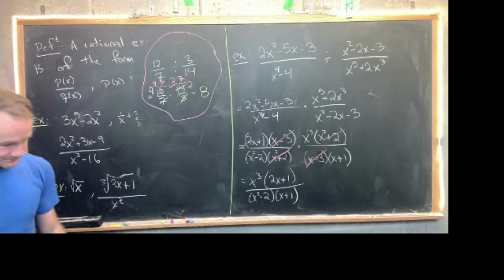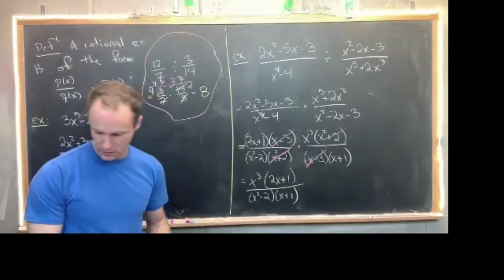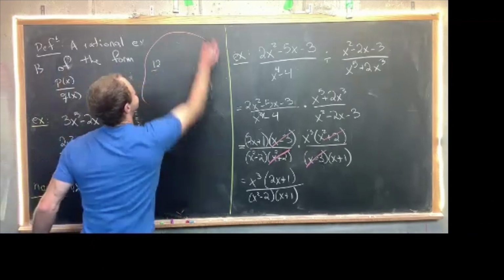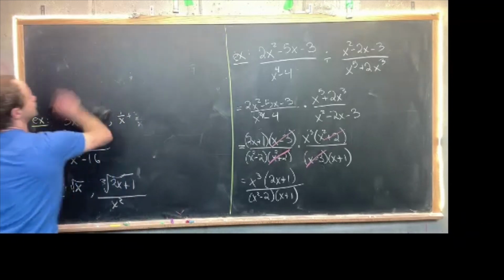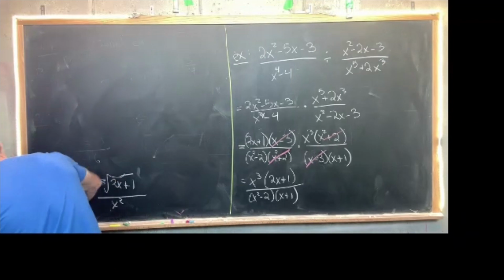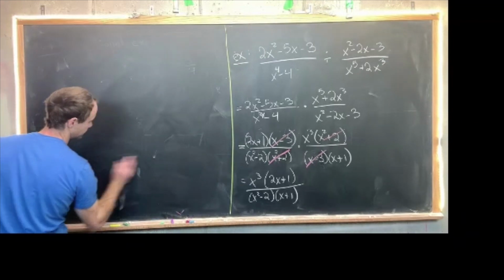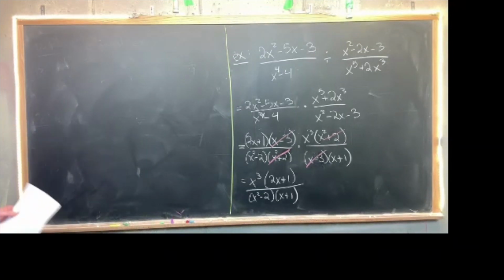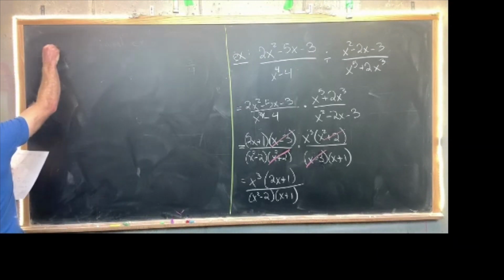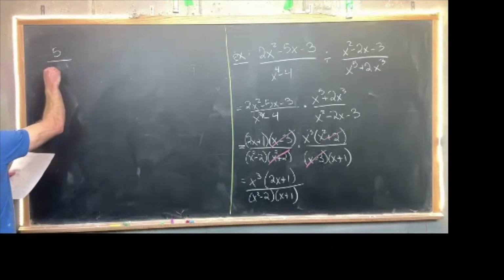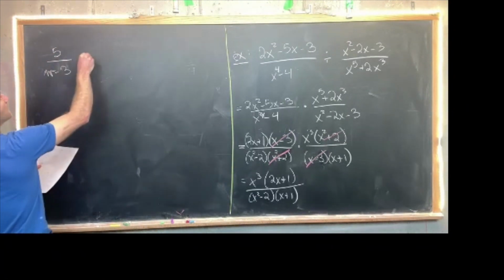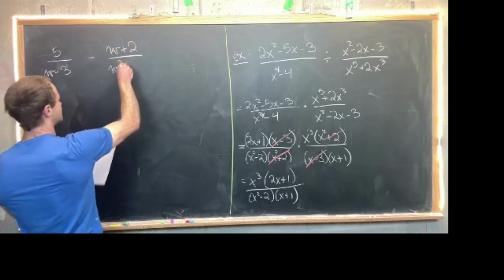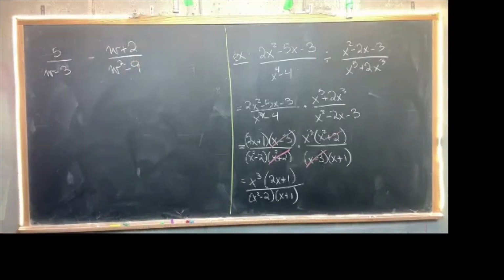Okay, let's look at some more. Okay, let's maybe do this one. Next, 5 over w minus 3 minus w plus 2 over w squared minus 9. Good.